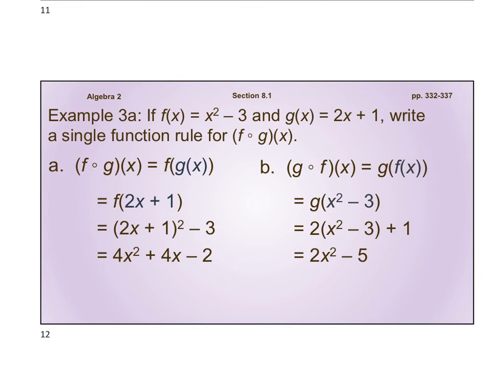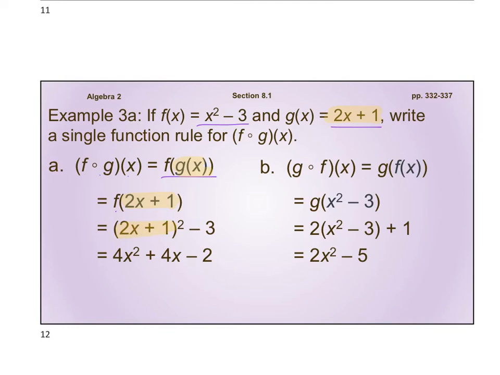All right, so if f of x is x squared minus 3 and g of x is 2x plus 1, write a single function rule for the composition of f of g. All right, f of g of x is my f of g of x. So that's f of, well, g of x was 2x plus 1. So g of x is 2x plus 1. Now that goes wherever my x was. My x was squared. So I now have 2x plus 1 squared minus 3.